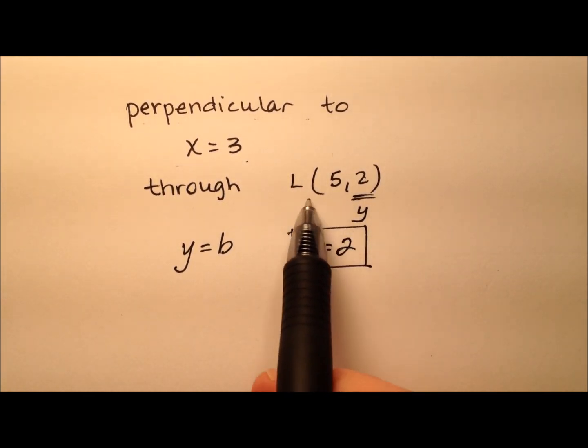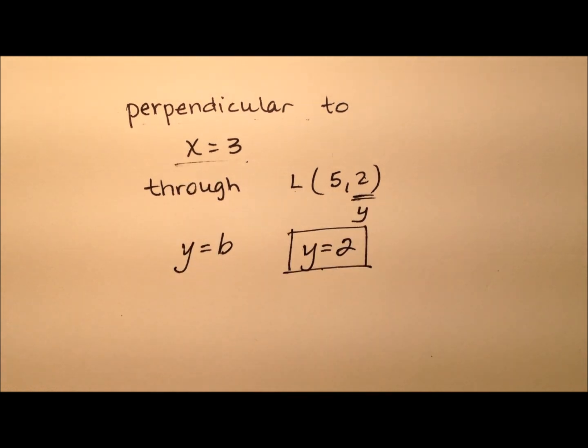And y equals 2 passes through point L and is perpendicular to x equals 3. And here's a look at that final graph.